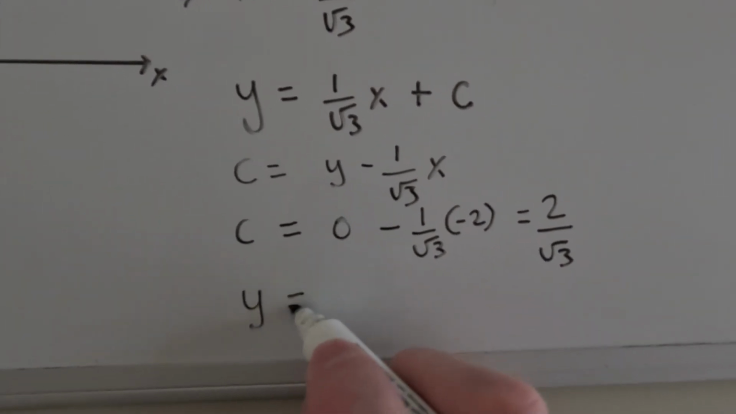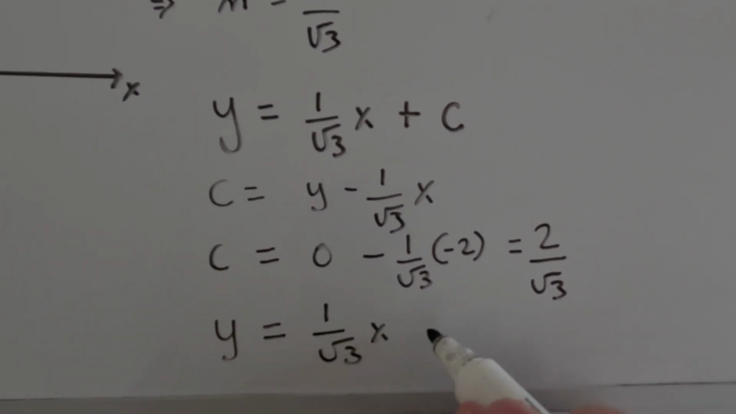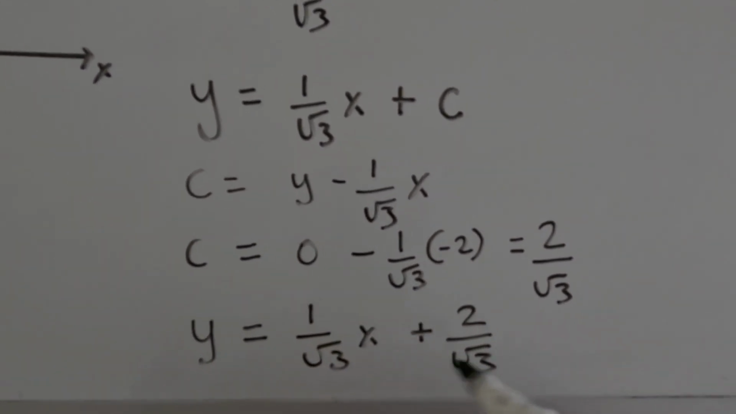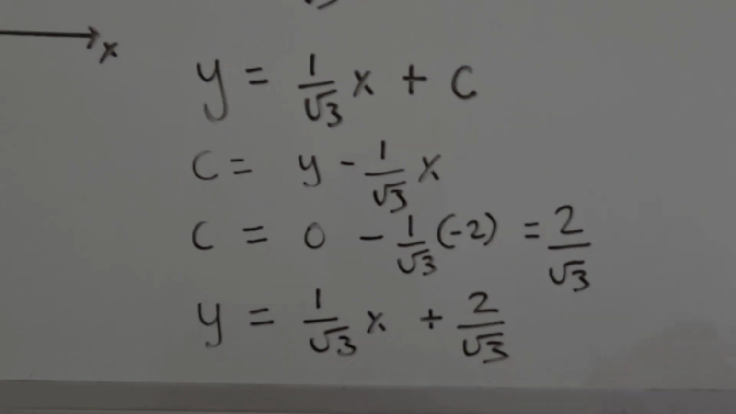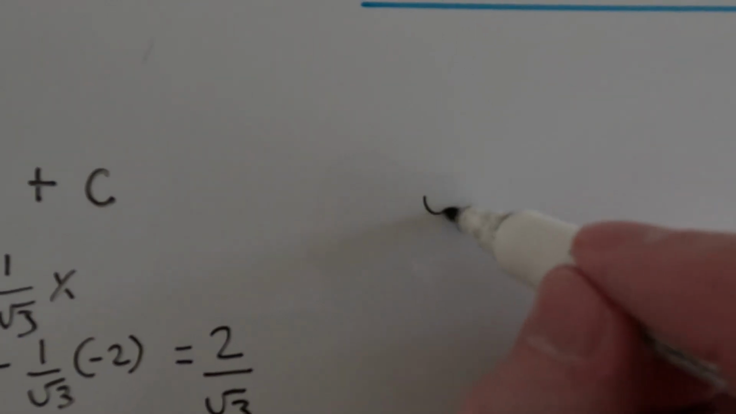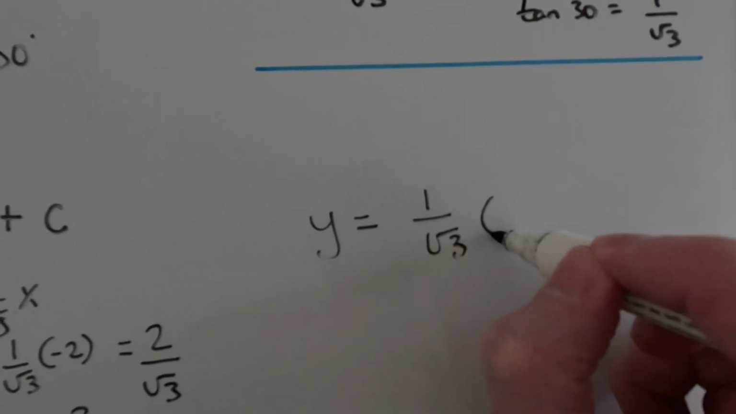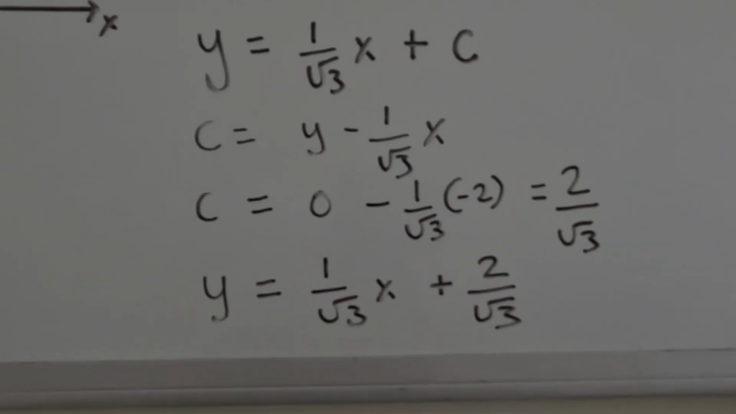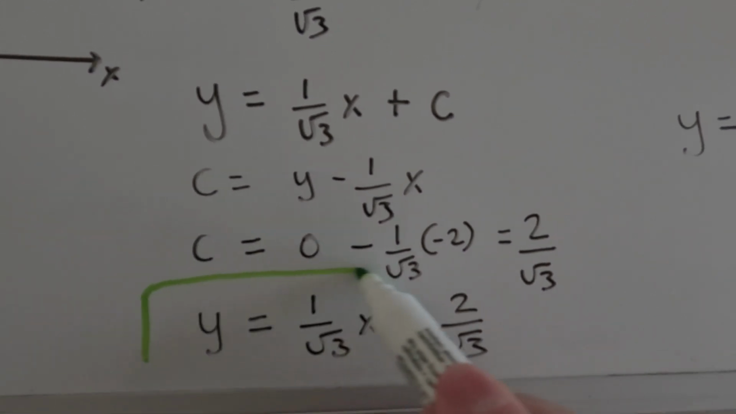So the final answer is y is equal to 1 over root 3 x plus 2 over root 3. We can leave it like that, or we can tidy it up. We can take a common factor, 1 over root 3, out. So y equals 1 over root 3 upon x plus 2. Okay, but you don't have to. You can leave it like that. So that is our solution.